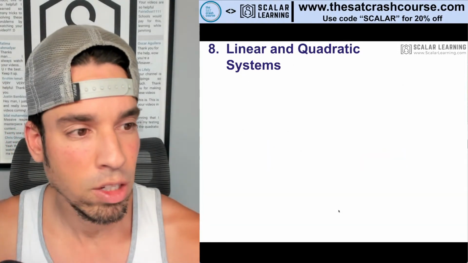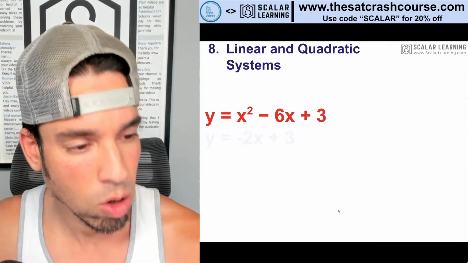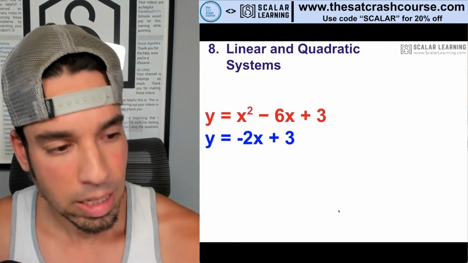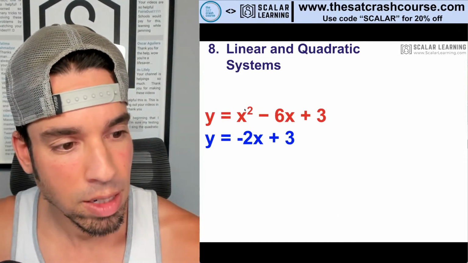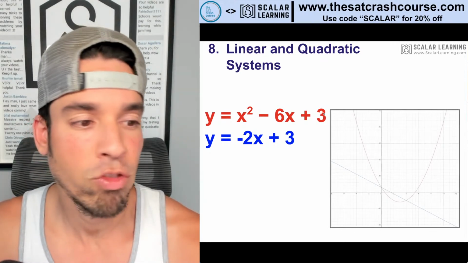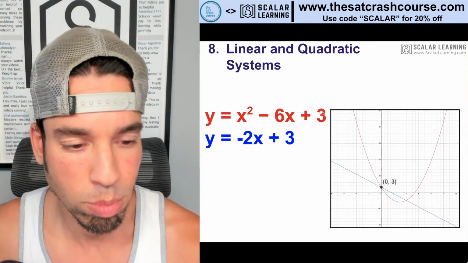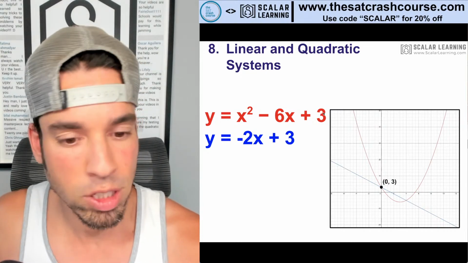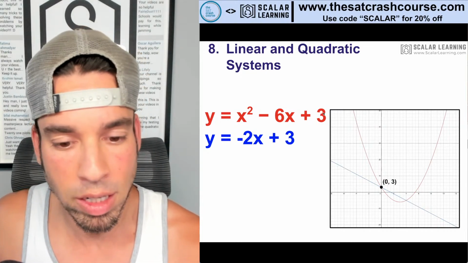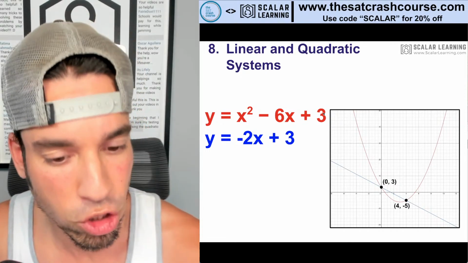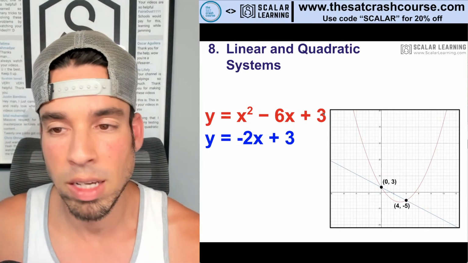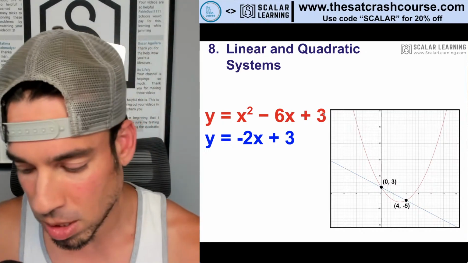Next, we get to number 8, linear and quadratic systems. So, linear and quadratic. This is my line. This is my quadratic. And what are we talking about just from a broad standpoint? We're looking to see those intersection points. That is our solution set, right? This linear and quadratic intersect in 2 spots. Hence, we have 2 solutions, (0, 3) and (4, -5). So that's what it means from a conceptual standpoint.